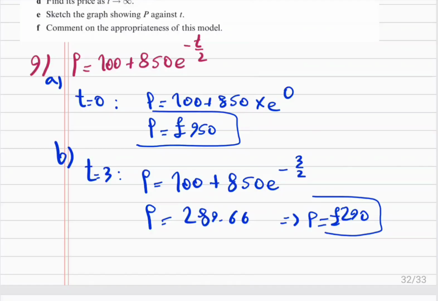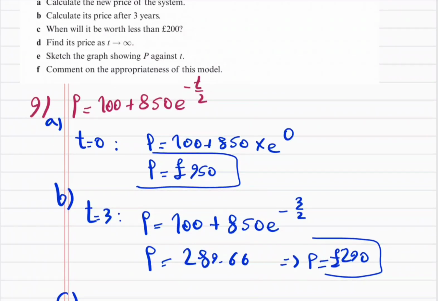Right, so that's the price after 3 years, and we can already see that there has been a massive reduction in the value. And the thing about exponential models is always that in the first few years, especially in a reduction question, the reduction itself is very huge, but as time goes on, the rate of reduction decreases over time. And it can go the other way around as well. So in part C, we want to find when it will be worth less than 200 pounds.